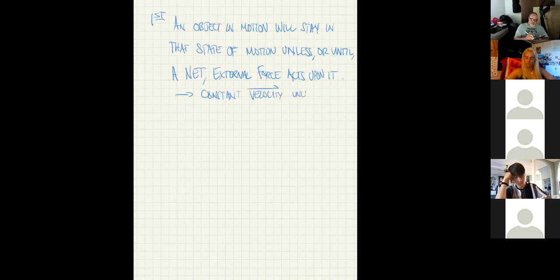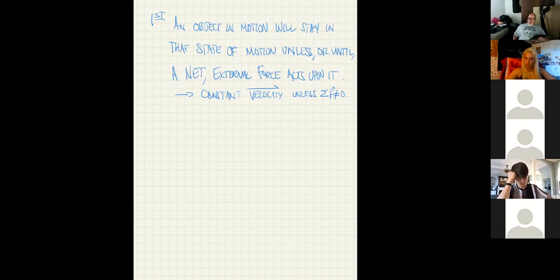Unless the summation of the forces is not equal to zero. Okay, so that's another way of thinking about it. An object will maintain a constant velocity unless the net force is not zero. And notice I said net and I said external.